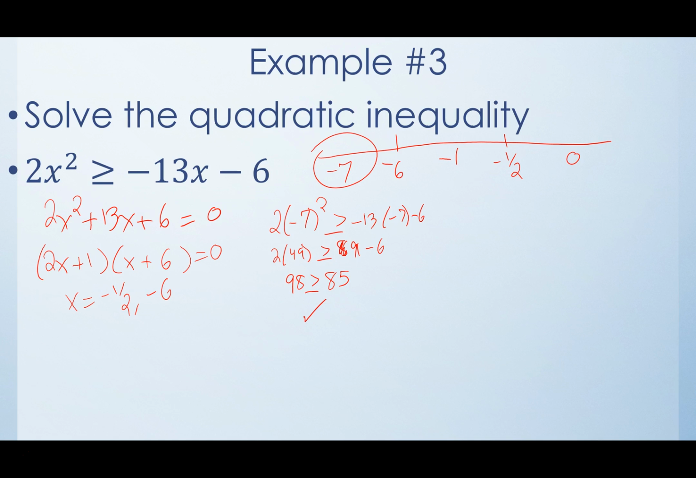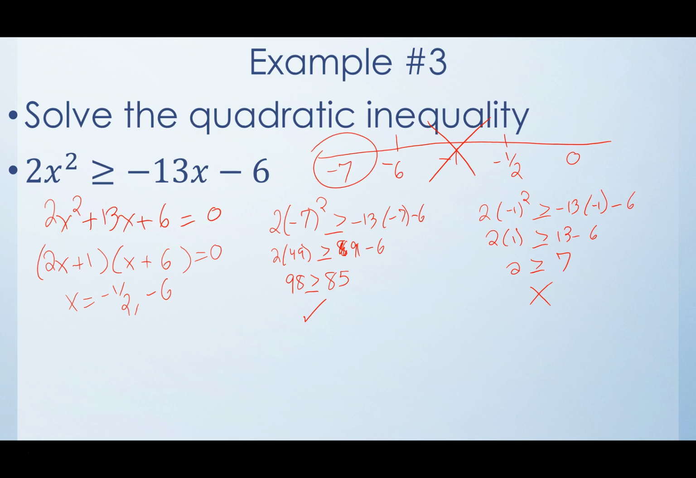We then try -1. 2 times -1 squared greater than or equal to -13 times -1 minus 6. 2 times 1 greater than or equal to 13 minus 6. We get 2 greater than or equal to 7, and that's false. So that region doesn't work.